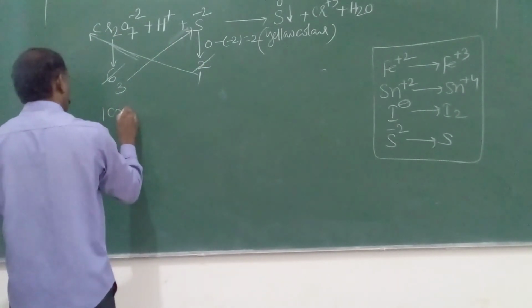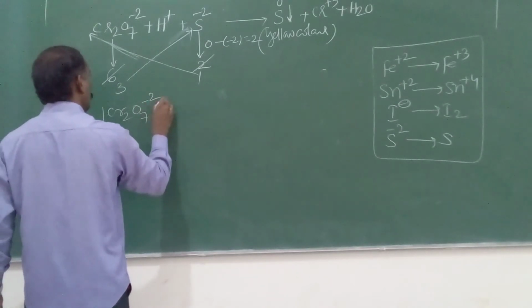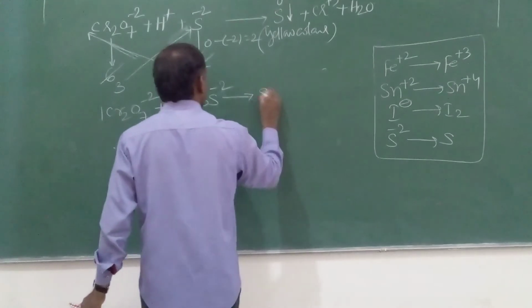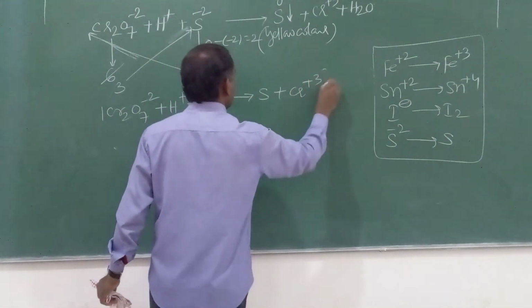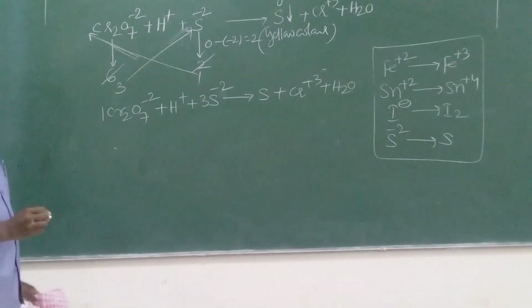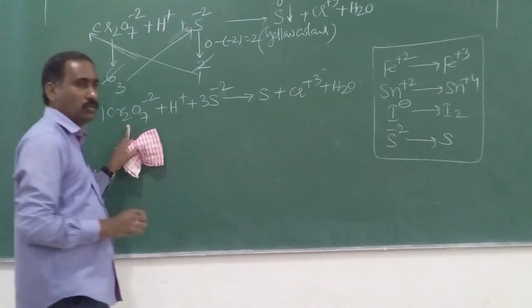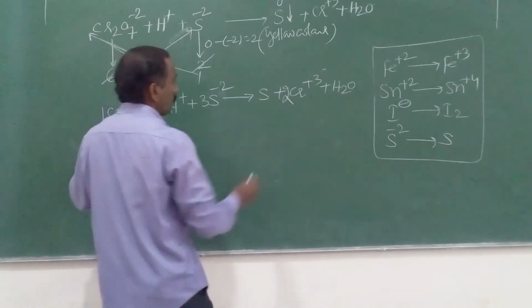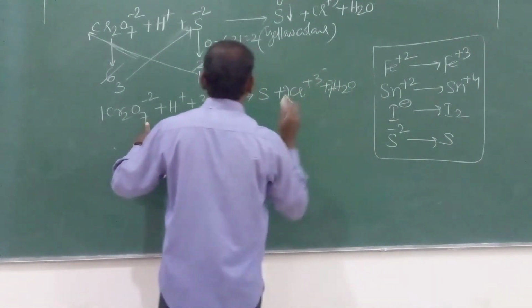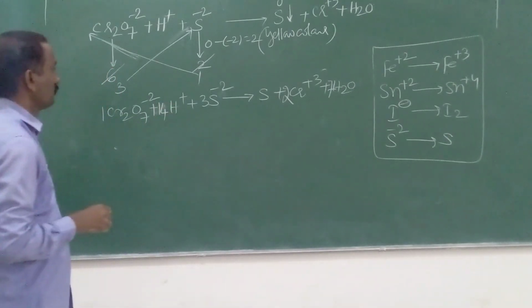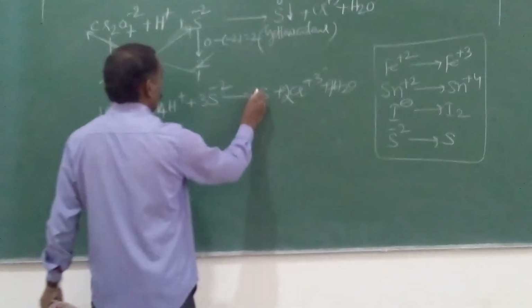Therefore 1 Cr2O7 minus 2 plus H plus 3 S minus 2 gives rise to S plus Cr plus 3 plus H2O. Now here, how many chromiums? 2 chromiums, multiplied by 2. How many oxygens? 7. So multiplied by 7, 7 into 2 is 14. Therefore multiplied by 14. Equation balanced. 3 sulfurs, multiplied by 3.